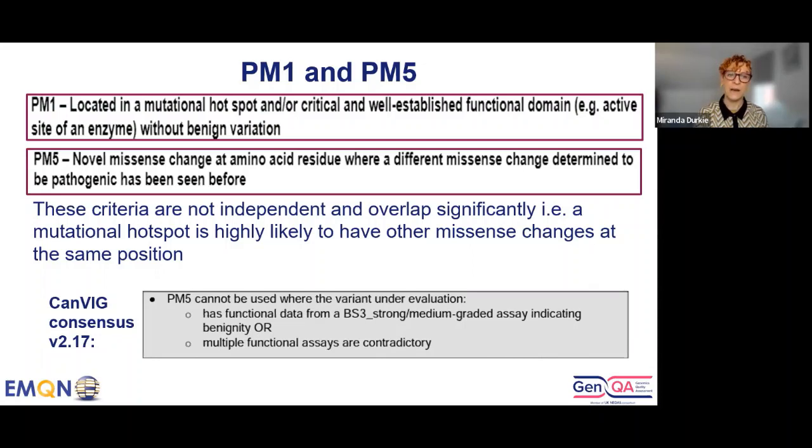In addition, the CanVIG guideline sets out that you cannot use PM5 where you have functional data towards benignity. This is because your PM1 and PM5 codes and even your PP3 codes are all prediction, computational, indirect evidence, whereas if you have functional data on that variant, that supersedes it because that is direct evidence of pathogenicity. Next slide, please.